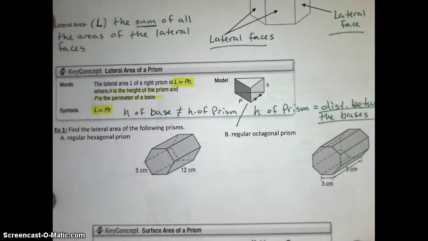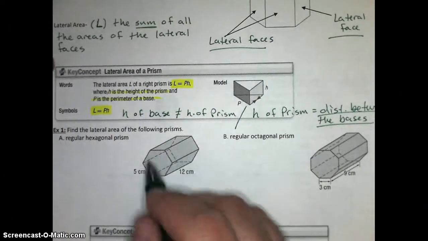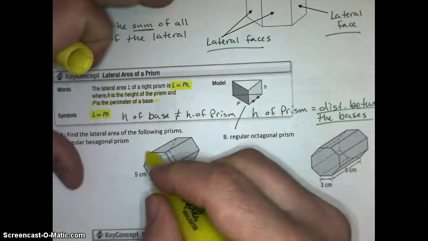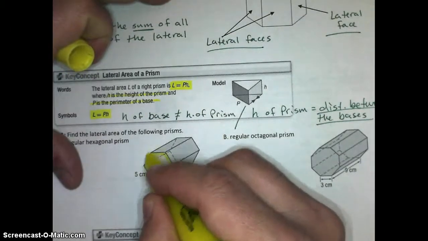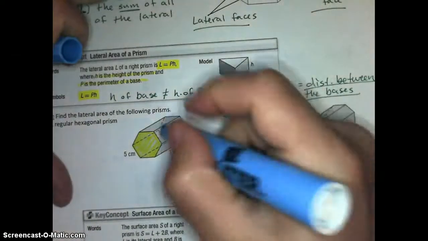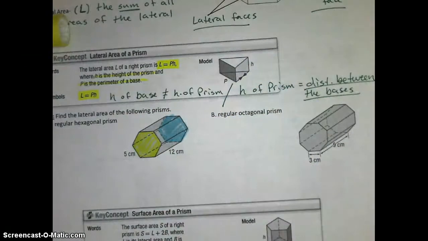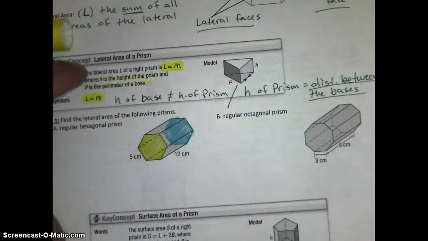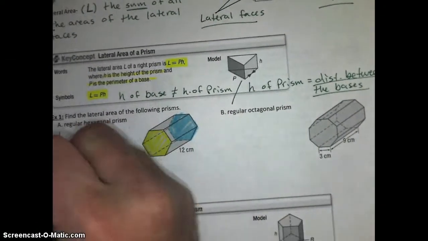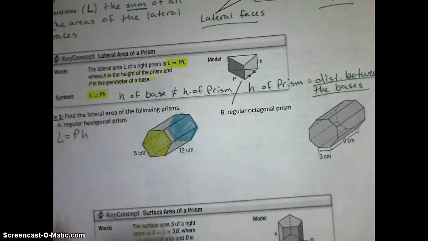Alright, now in our first example we are going to actually calculate the lateral area of some prisms. Alright, so we have this hexagonal prism here. The bases are the hexagons. Okay, so I'm going to highlight those for you so you can see. This is a base. The other hexagon that you can kind of see towards the back would be the other base. Alright, since those are our bases, our lateral surfaces are all of these rectangles. We can add up those areas individually, or we can just use this formula. The lateral area of a prism equals the perimeter of that base times the height of the prism.